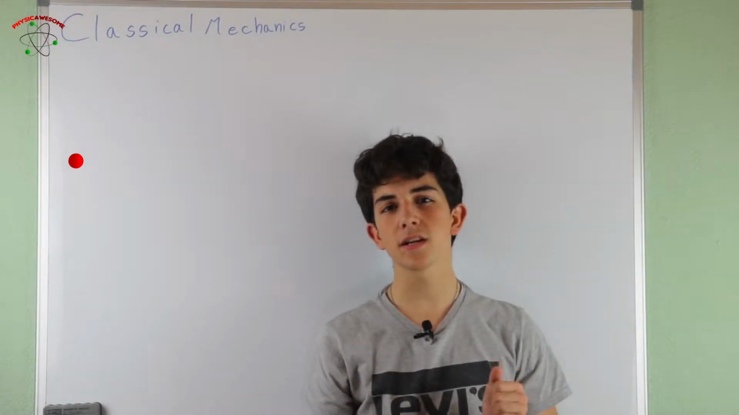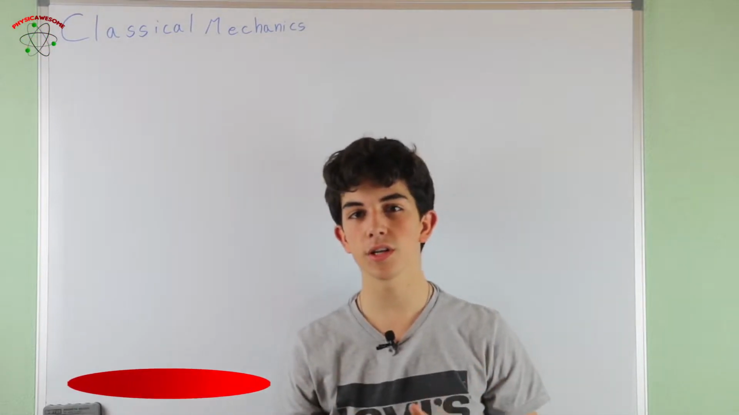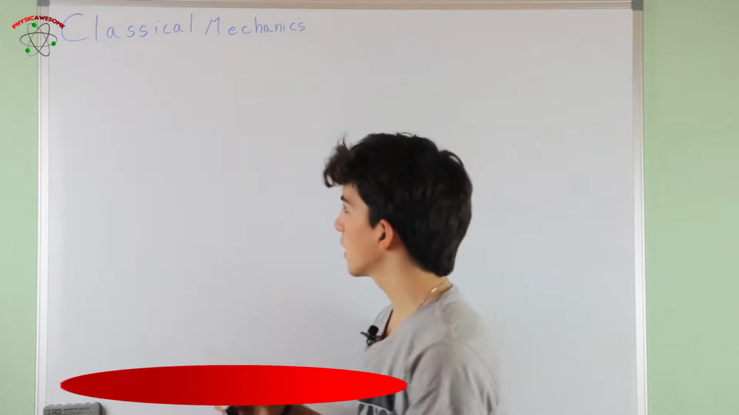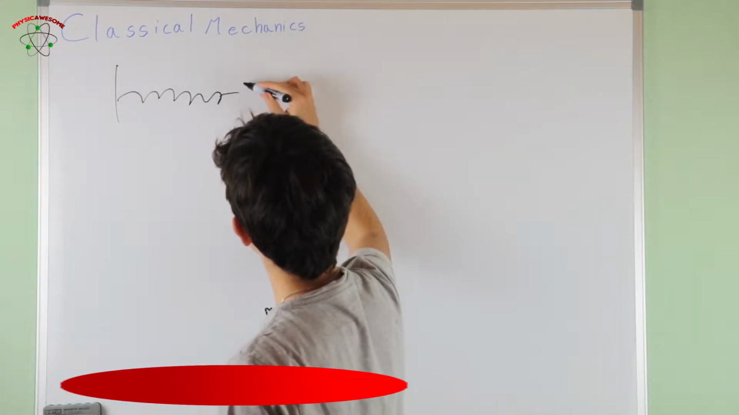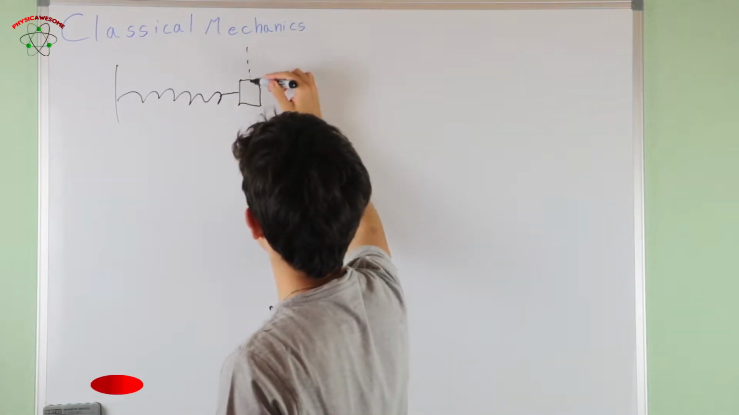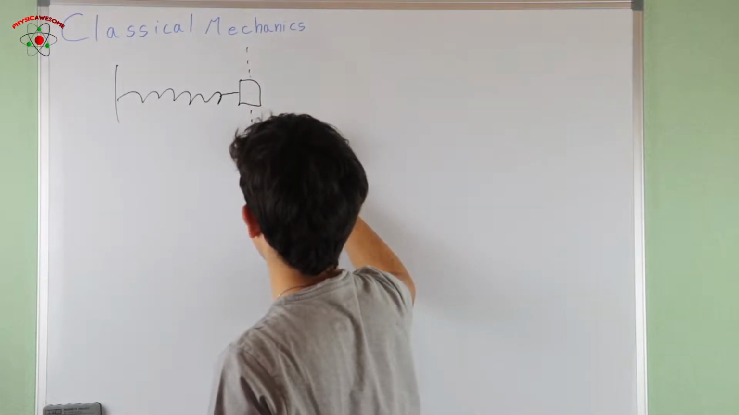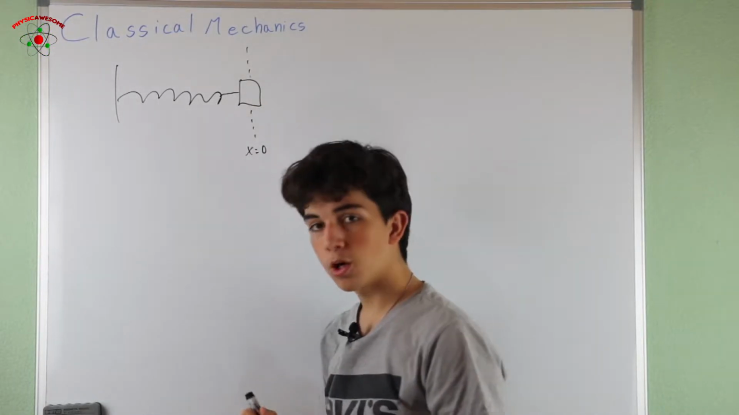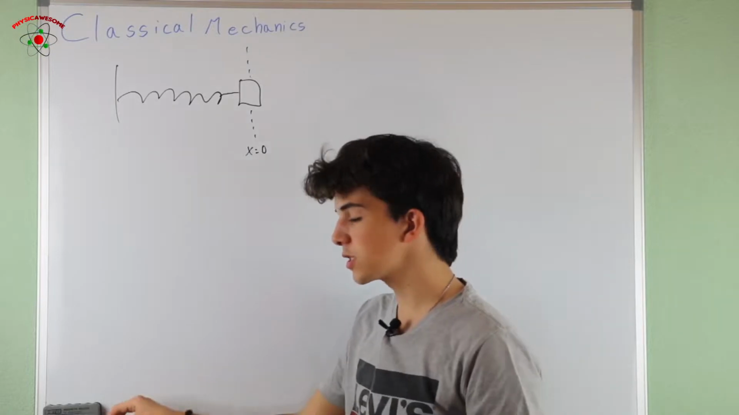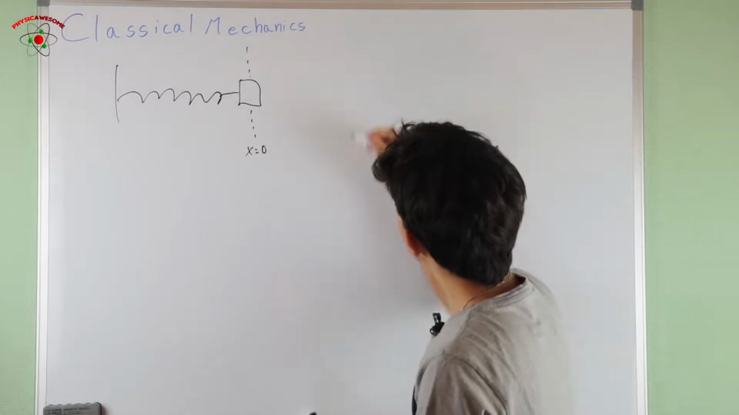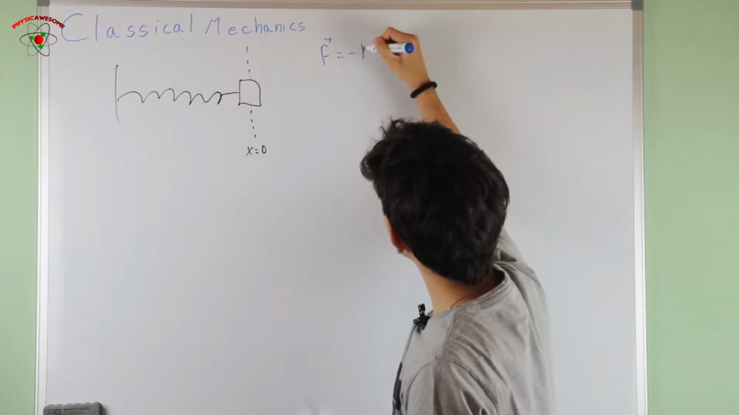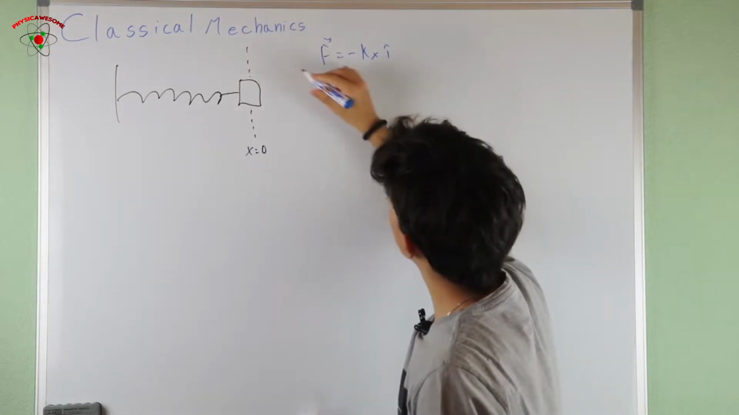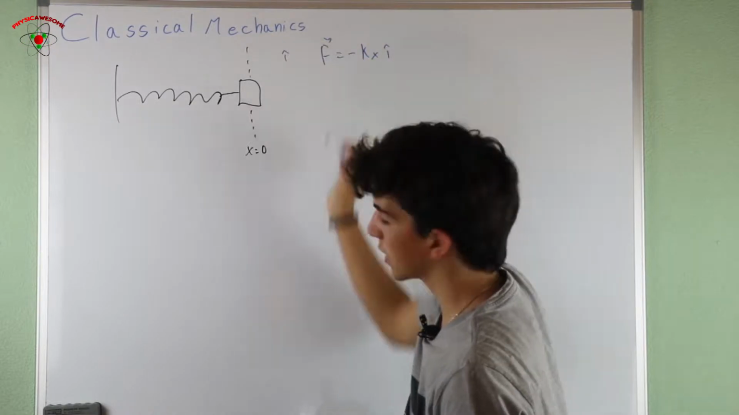Great, let's start exploring potential energy of a spring. If we have it over here connected to a mass, and this is the equilibrium point at x equals 0, we know that the force a spring creates is equal to minus kx in the i-hat direction in this case.